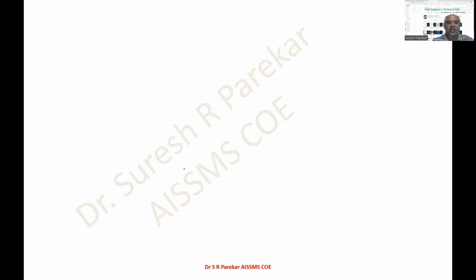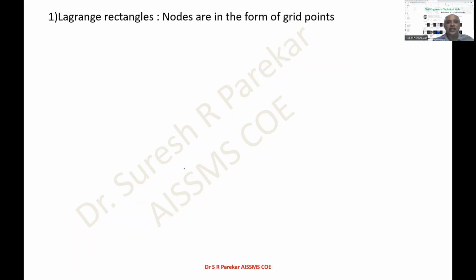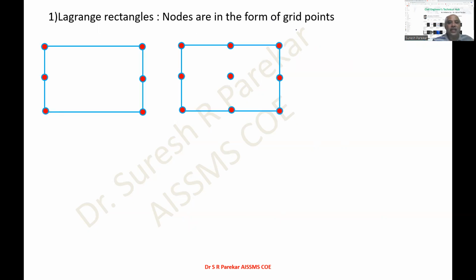Now you can see these Lagrange rectangles are in the form of grid points. This is a 6-noded rectangular element. This is a 9-noded rectangular element. At the corners we have primary nodes, and between these we have secondary nodes.